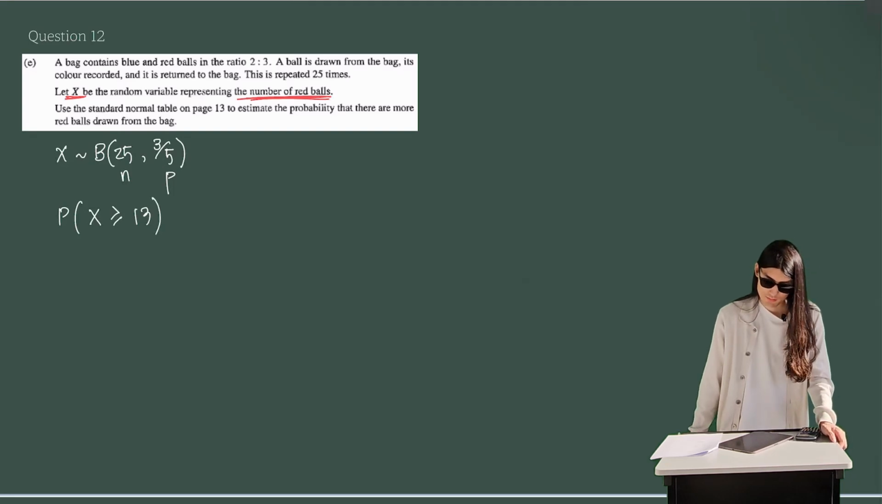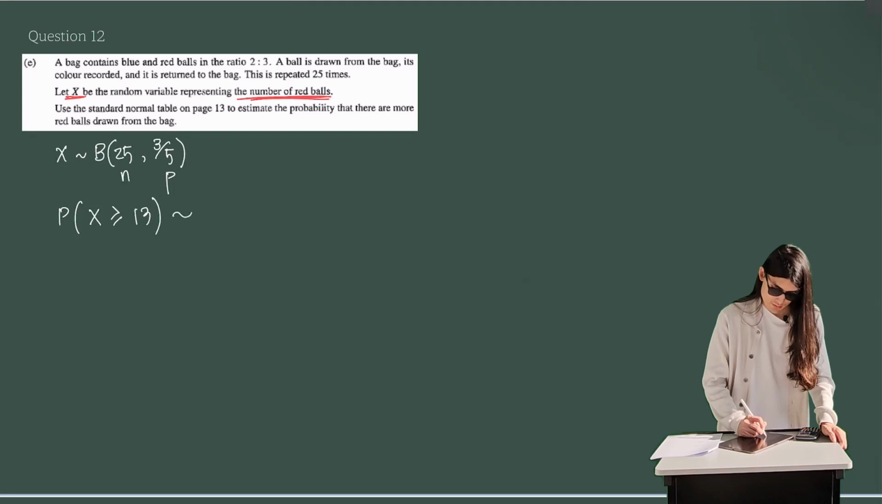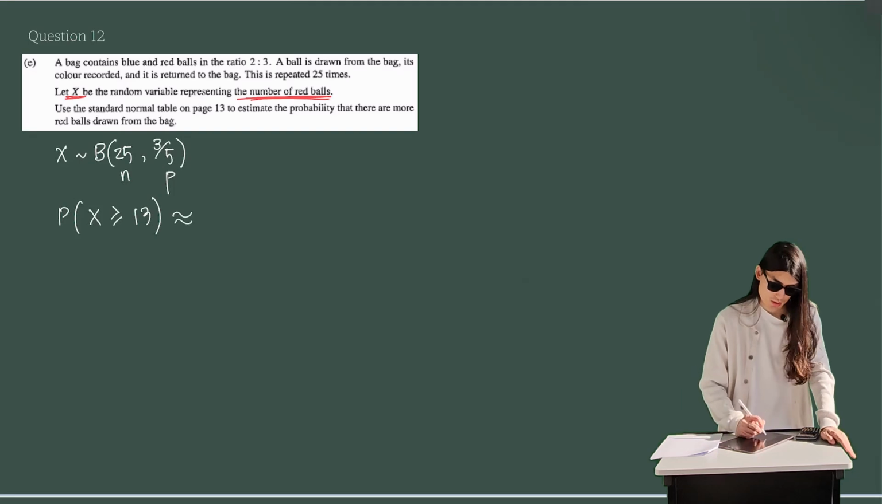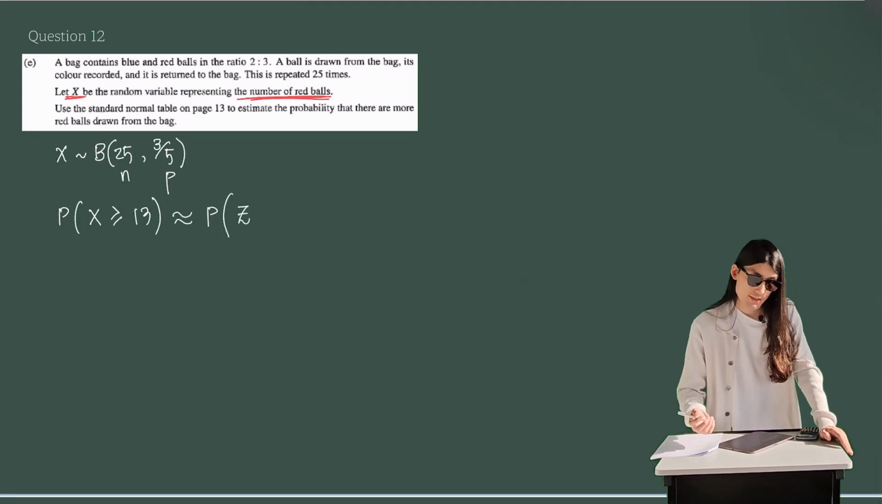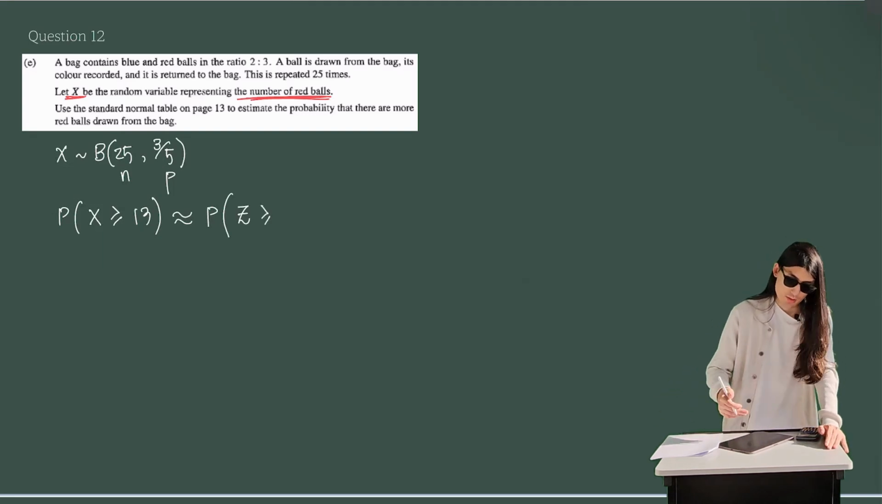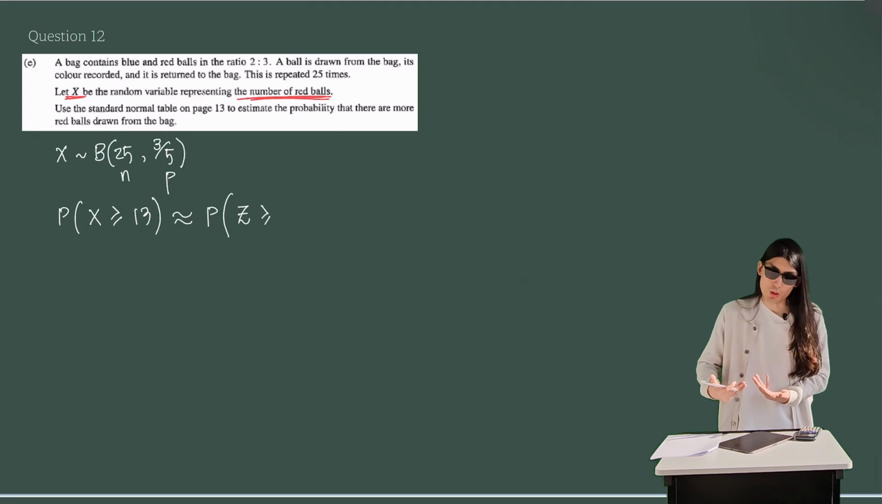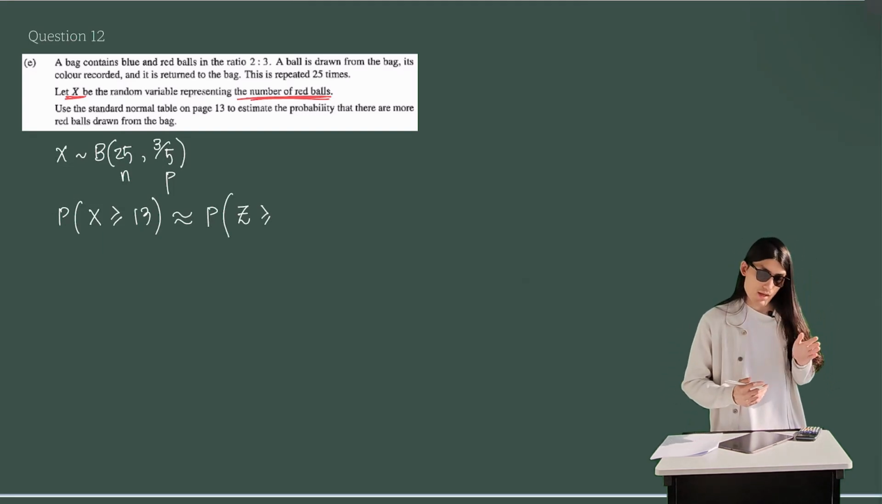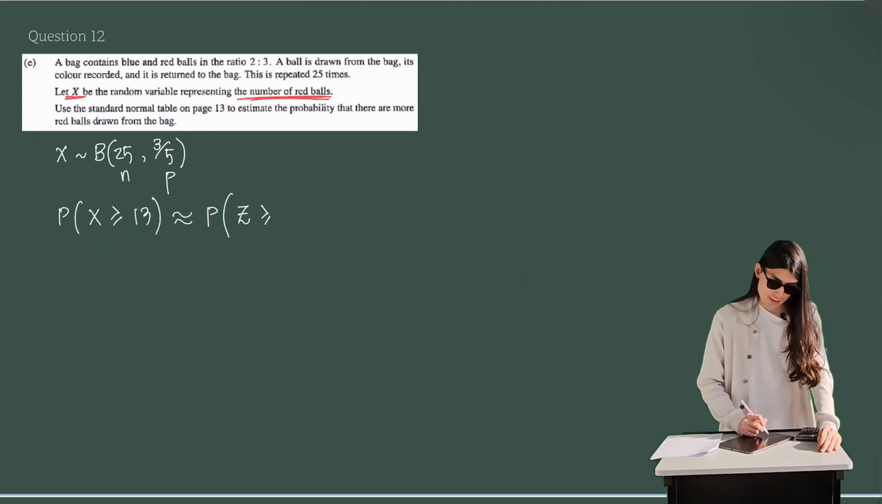Okay? And again, we approximate this through the standard normal distribution, through the probability that the standard normal variable Z is greater than or equal to your Z score, right, the number of standard deviations above or below the mean. Okay, what is the Z score then?